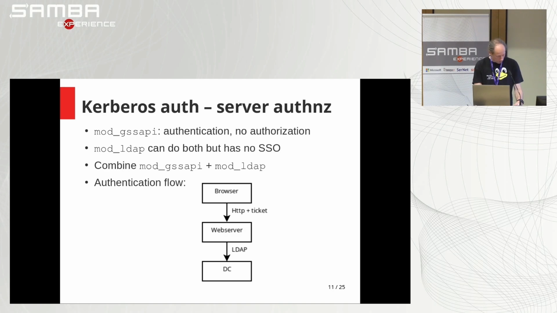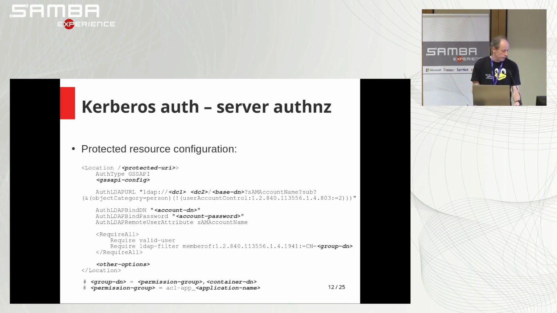Configuration becomes more complex as well. So we have the previous setup with the GSSAPI config, it remains, but we get extra configuration lines to do the validation in LDAP. And here I use nested groups. So you have the LDAP filter with the 1.2.840.113556.1.4.1941 function to do nested lookups.